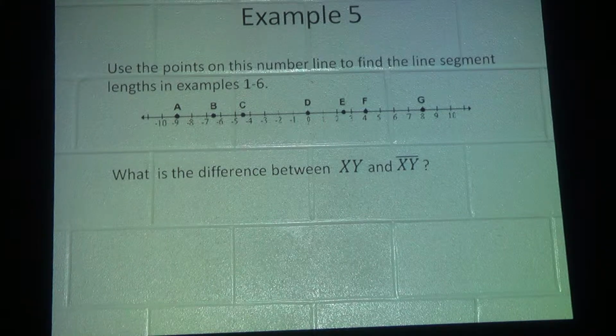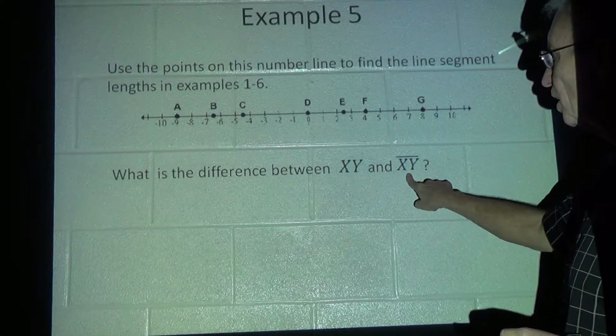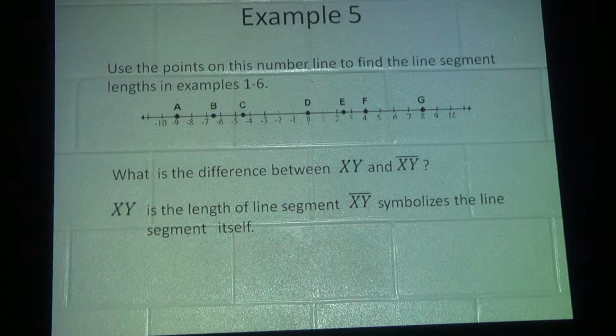All right? So in example 5, they want to know what is the difference between the length of XY and segment XY. The length of XY is the length of the line segment, and segment XY symbolizes the line segment itself.